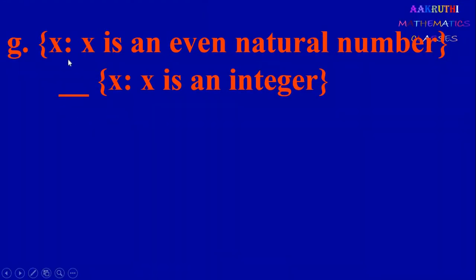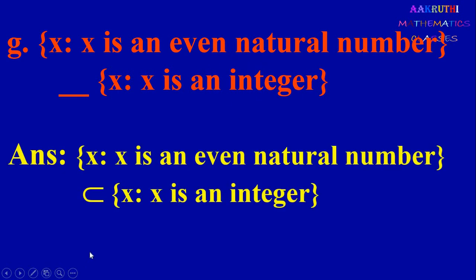So next one, set of all x such that x is an even natural number. You have to check whether it is a subset or not a subset of the set of all x such that x is an integer. Now you know that natural numbers start from 1. In integers we have 1, 2, 3 and minus 1, minus 2, minus 3 and 0 also. Therefore all the natural numbers are present in integers also. It is a subset.